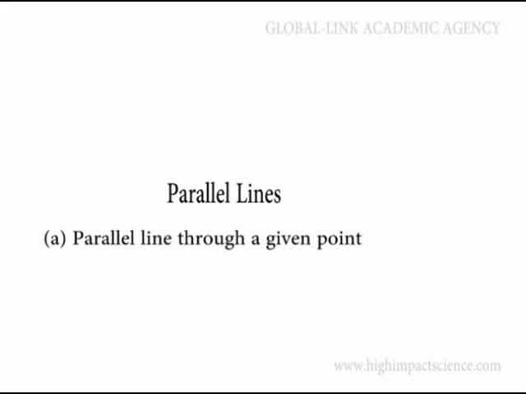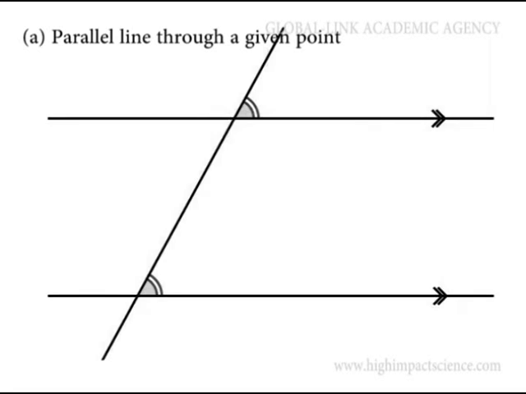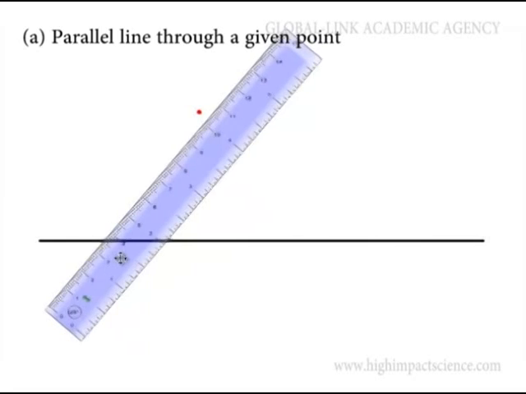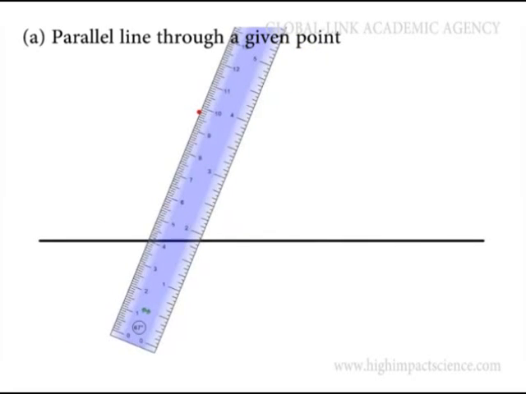Next, parallel lines. Parallel line through a given point. For example, we want to draw a parallel line to this line, but the second line must pass through the red point. We do this using corresponding angles. So we first draw a transversal through the point. Any angle will do, it's just a random line.